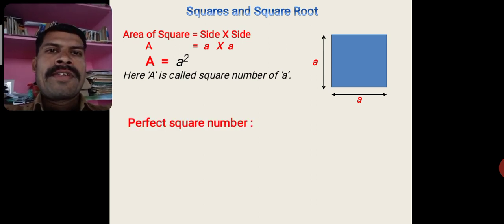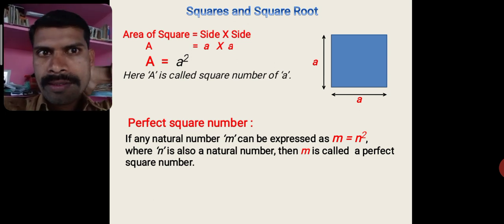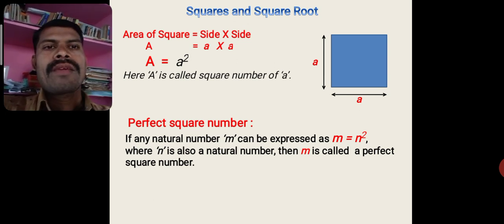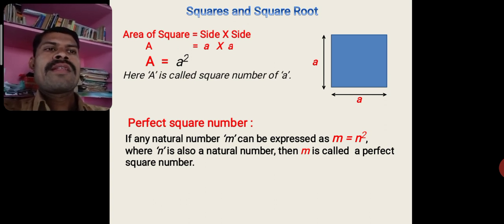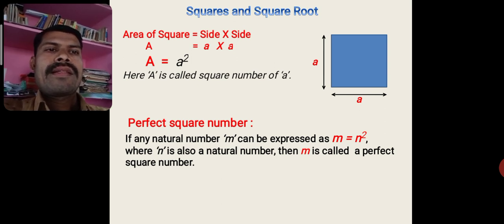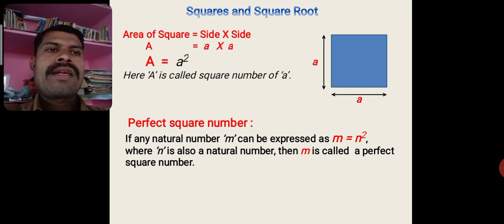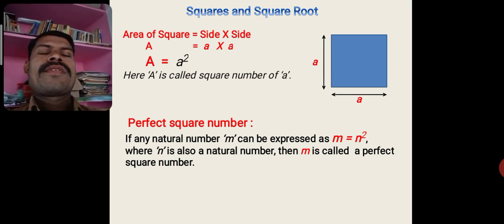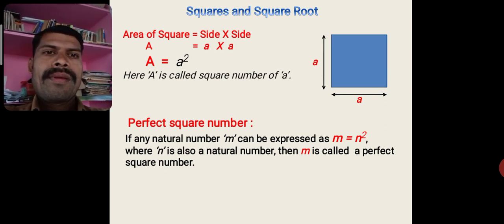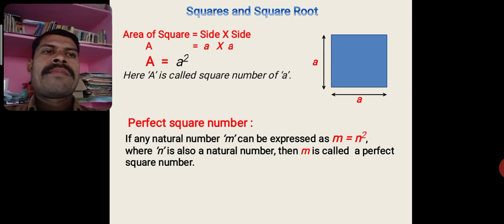What do you mean by a perfect square number now? From this discussion we can say, if any natural number m can be expressed as m is equal to n square, where n is also a natural number, then m is called a perfect square number. Did you understand?